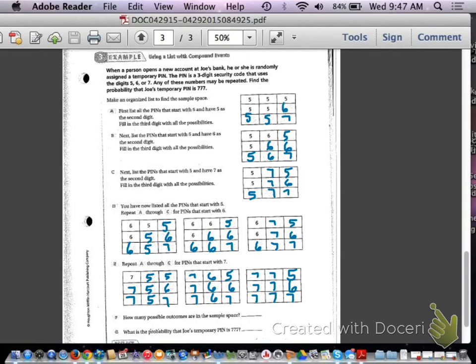Okay, so if you look at each, we've filled it out following their directions. Look at each line right here. So this is a PIN number, 555. For this whole first grid with 5 first and 5 second, there are 3 PINs. Since there are 9 grids, we have a total of 27 outcomes. And the probability that Joe's temporary PIN is 777 would be 1 out of 27.